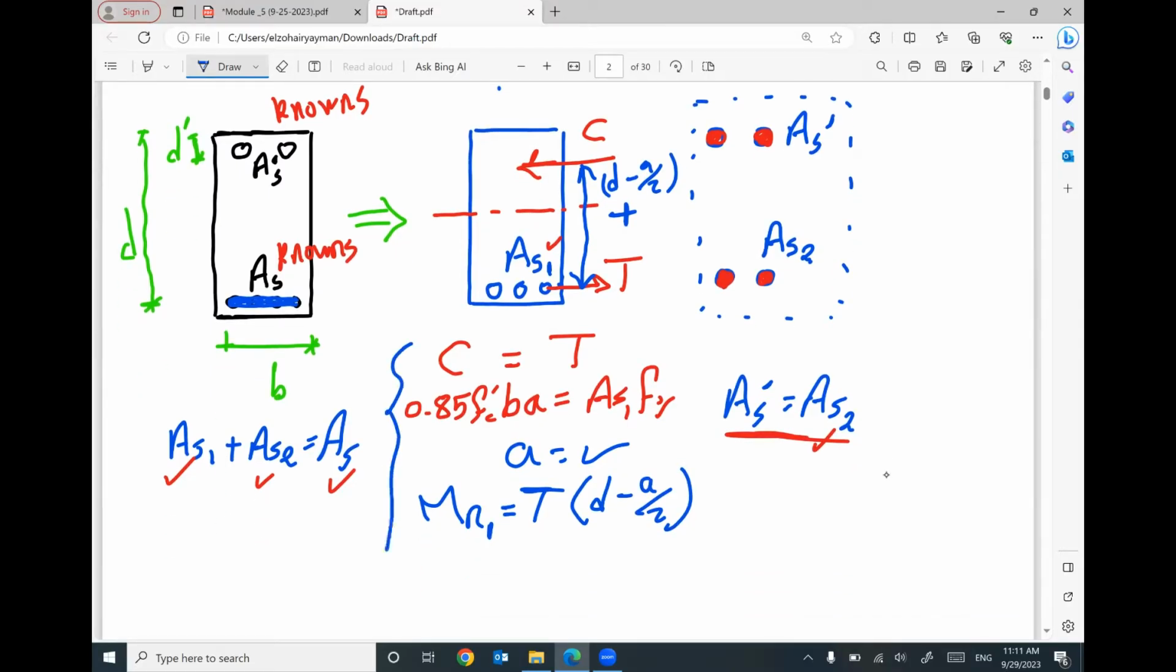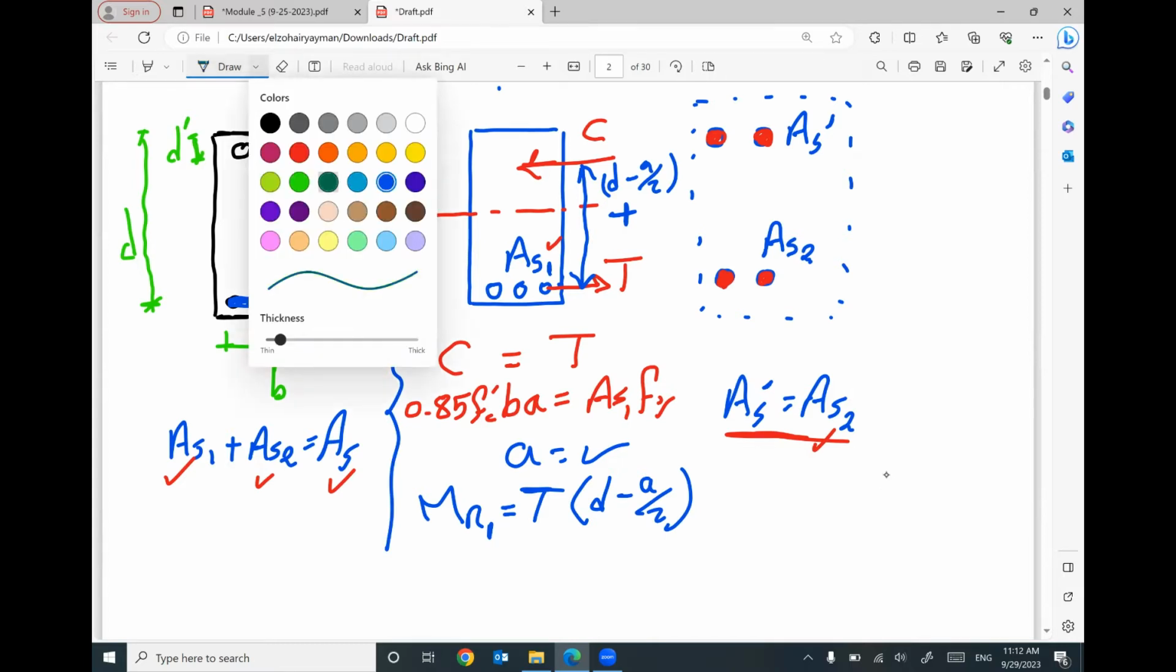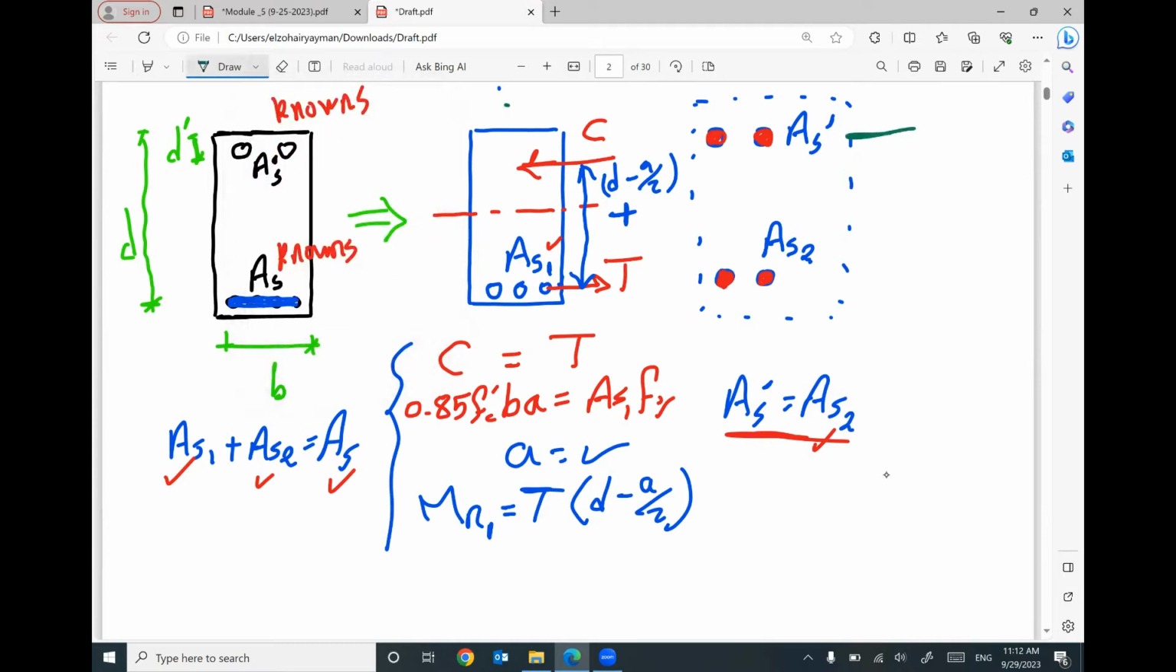Piece of cake. Part number 2, I will have compression. I will label it capital Cs. This one is capital C, you can call it capital Cc. This is compression in concrete. This is compression in steel. It's up to you. Does that make sense?